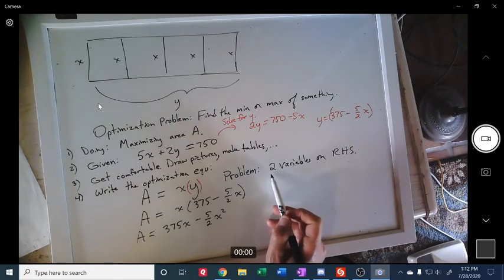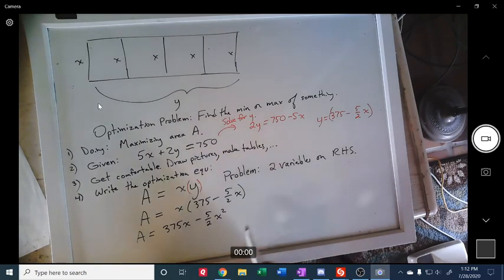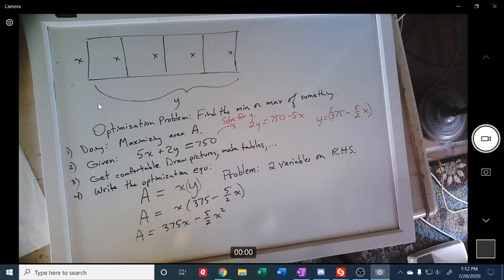Now I have resolved this problem. There were two variables on the right-hand side. Now there's only one variable on the right-hand side. Don't think of this as an A. Think of it as a Y for a minute, because this is just one variable and another variable. We're kind of used to x's and y's. If you think of it as a Y, what's the shape of this graph? It's a downward parabola, because the x squared has a negative coefficient. And the area will have a highest point at the top of that parabola, right over here.